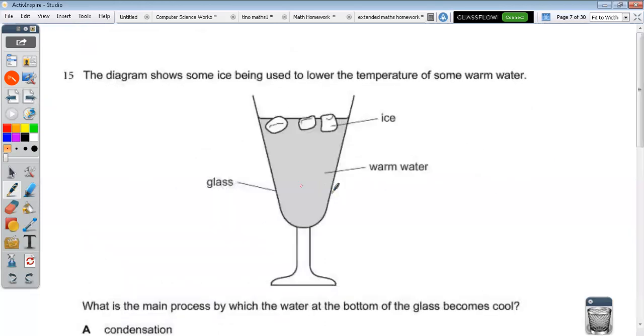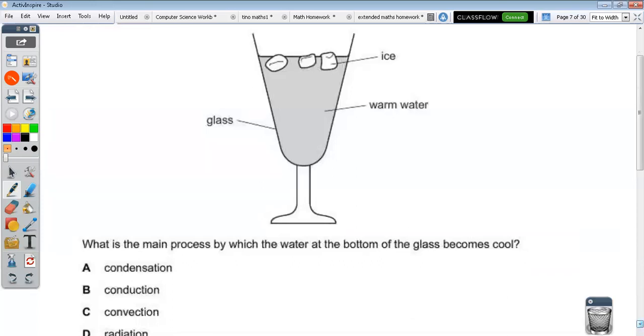Now, number 15. Good question. The diagram shows some ice being used to lower the temperature of some warm water. What is the main process by which water at the bottom of the glass becomes cool? Oh, sorry, at the bottom. Convection. When we say the water is a poor conductor. So it's convection. I said that because you're saying water at the bottom.